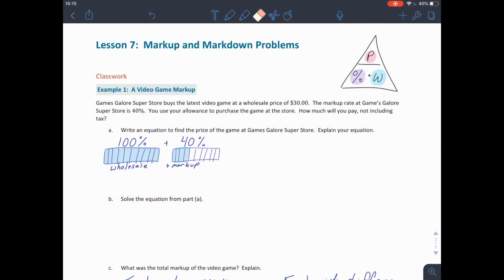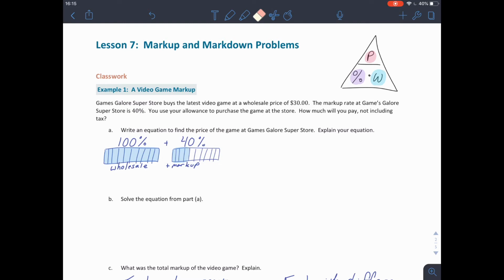Games Galore Superstore buys the latest video game at a wholesale price of $30. The markup rate at Games Galore Superstore is 40%. You use your allowance to purchase the game at the store. How much will you pay, not including tax? Write an equation to find the price of the game at Games Galore Superstore.